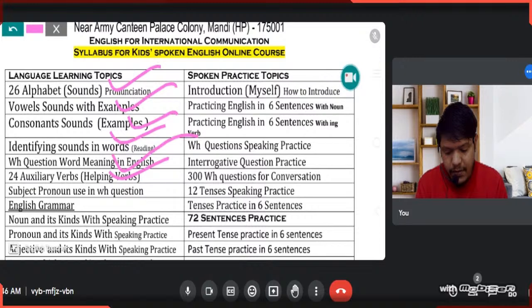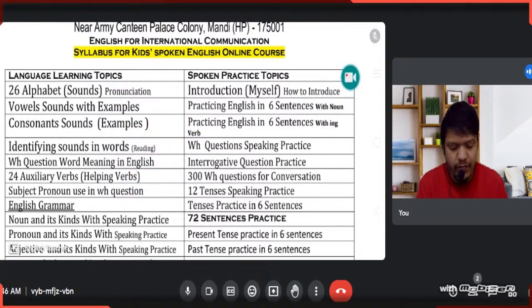And then after that comes the subject pronoun in WH questions, that is, how to use the pronouns in questions. For example, what are the subject pronouns? I, we, you, he, she, it, they. How can these subject pronouns be used in WH questions? For example, what am I teaching? Here I is known as a subjective pronoun. Use of the subjective pronoun with WH question words is also very important.